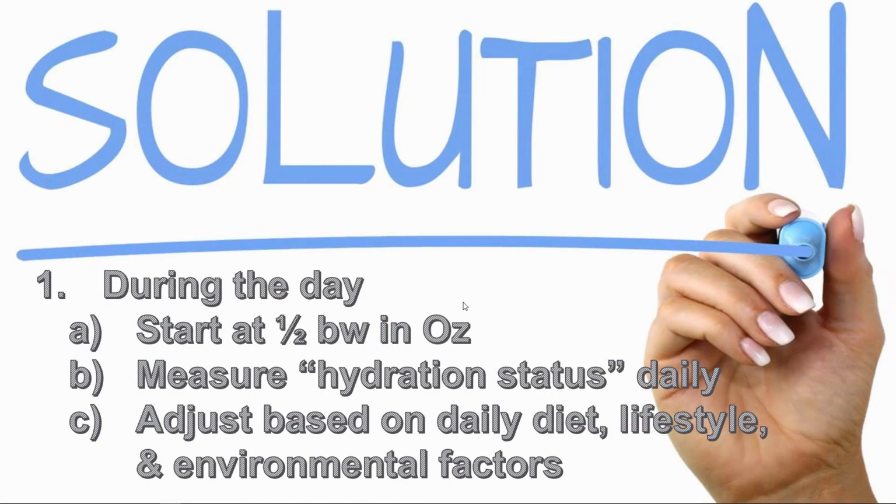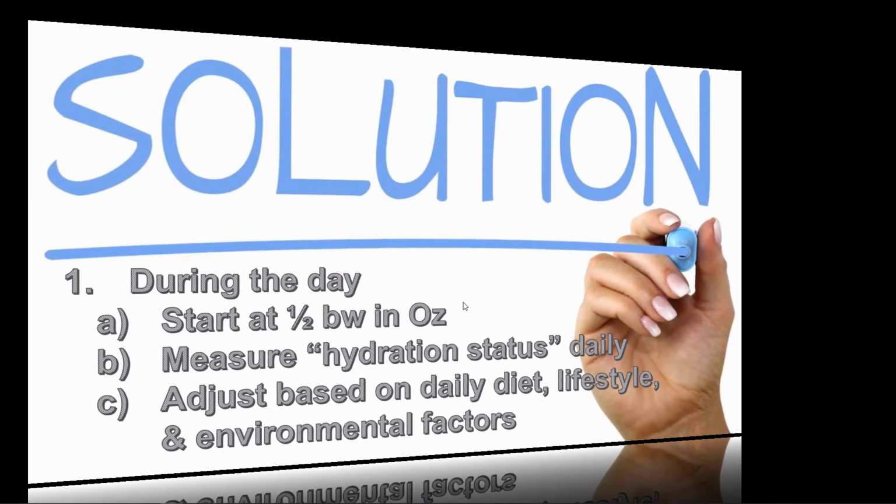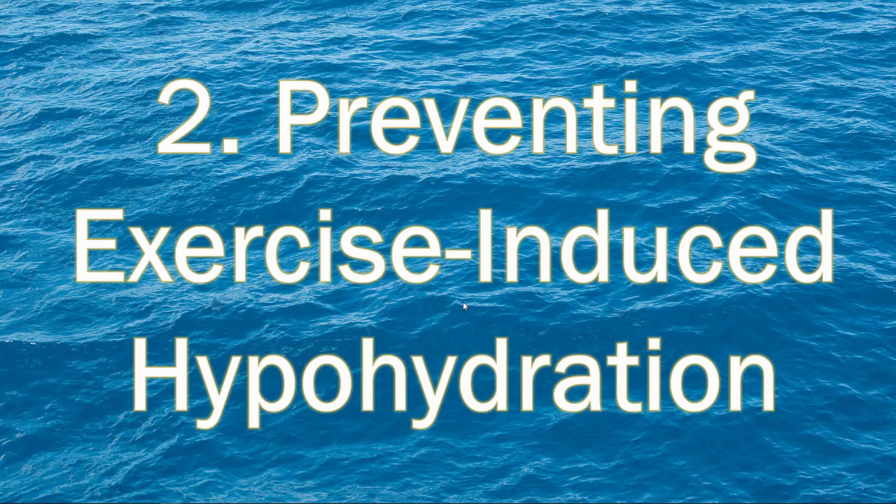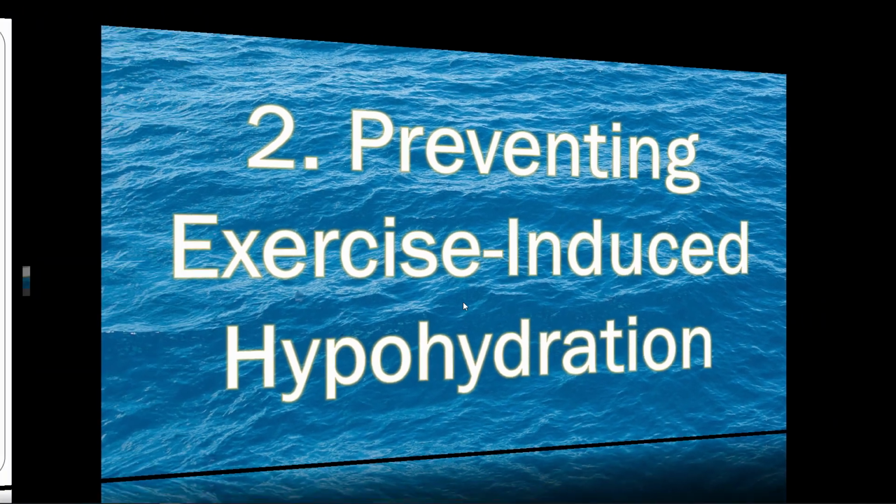So, to recap part number 1, starting your day and staying hydrated throughout the day. Start by drinking that amount of water like we talked about. Measure your hydration status with whichever method I just explained to you. And then adjust the amount of water you're drinking throughout the day based on your diet, lifestyle, and various other environmental factors. So let's move on to step number 2, preventing exercise-induced or work-induced or competition-induced hypohydration.